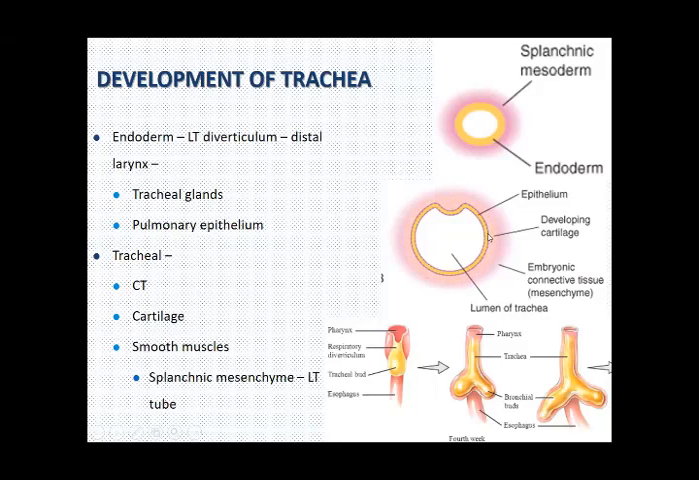This surrounding mesenchyme develops into the cartilage, connective tissue, and smooth muscles. Okay? So the splanchnic mesenchyme surrounding the laryngotracheal tube develops into the cartilage, the connective tissue, and the smooth muscles of the trachea.